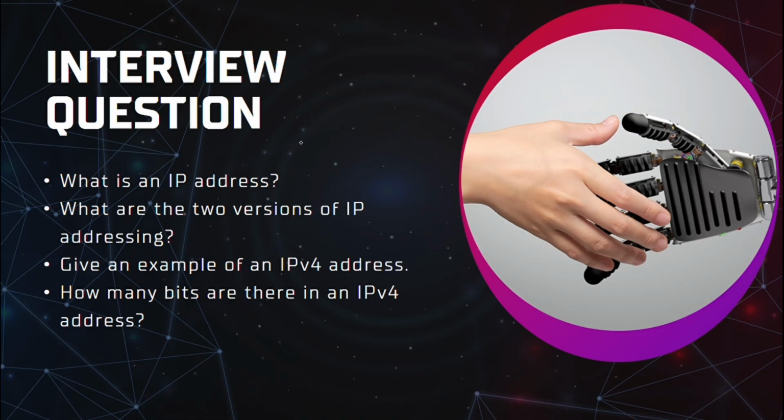These are the interview questions which you are going to face in the interview, like what is the IP address, which we discussed, and the versions we discussed, also examples of IPv4, and how many bits are there in an IPv4 address, like 32 bits. One important point is that if you have to find your device IP address, then go to the settings of your phone and find the IP address or security, and find the IP address. You can find your device IP address easily.